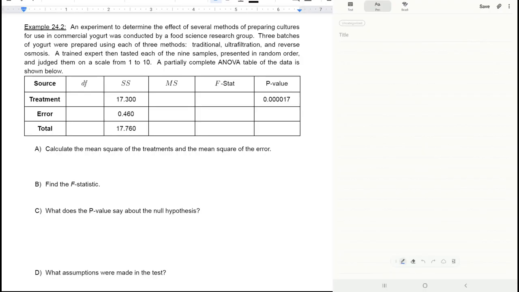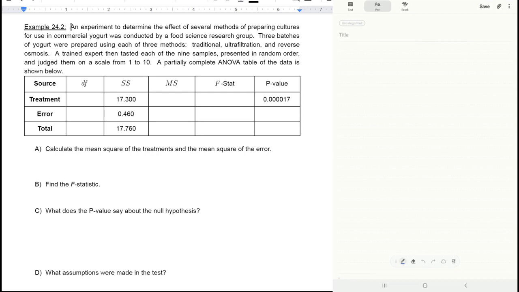Hello everyone, welcome back. In this lesson, we're going to look at a few more examples of the ANOVA F test, and these examples will be very similar to what you should expect for the final exam. So let's have a look at example 24.2.